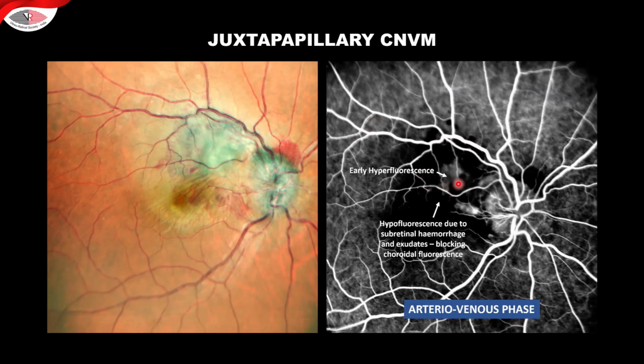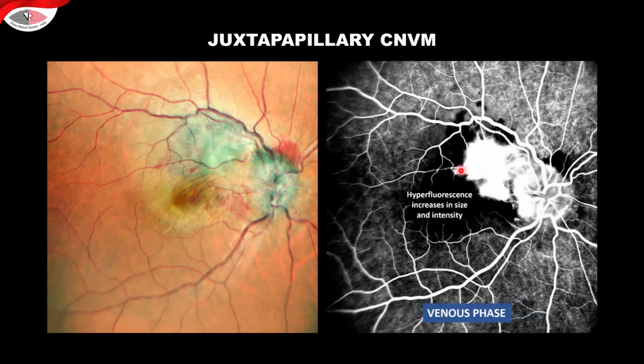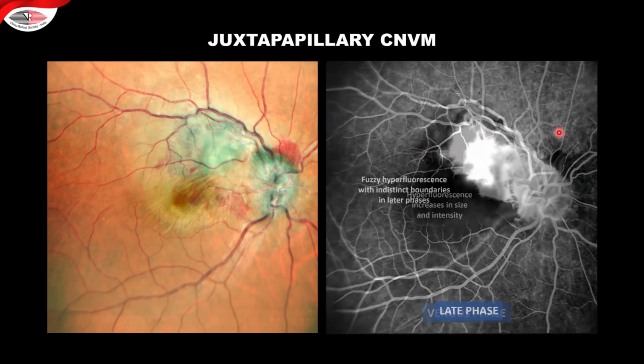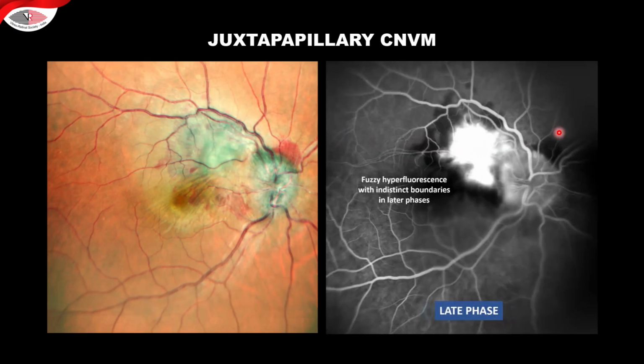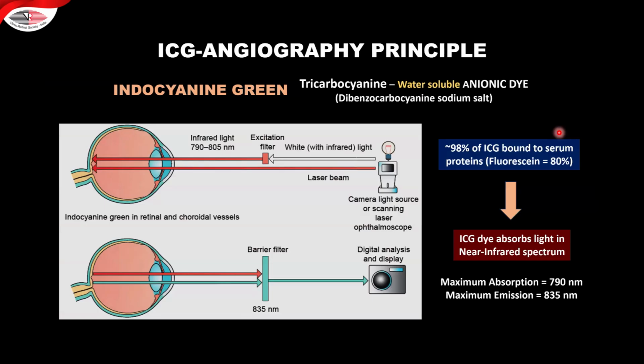So here you see the early hyperfluorescence where the membrane pops out within the whole framework of the blood, which is blocking and masking some of the view. And in the late phase, you can see how well this whole leakage intensifies, and then you can see the margins surrounded by the blood around it, and confirms that there is a membrane underlying. The fuzzy hyperfluorescence with the indistinct boundaries in the later phases.